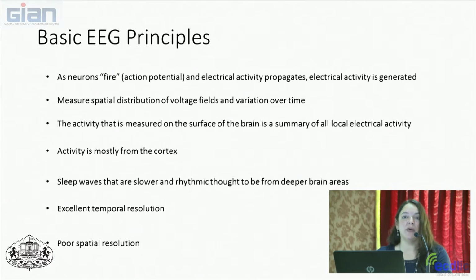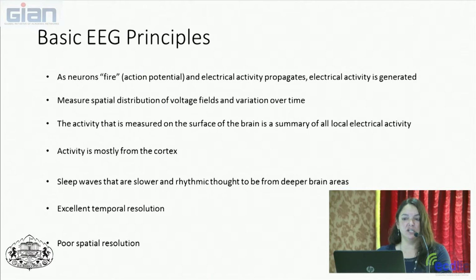So the signal that we get is summated from what's going on locally, and it's also highly filtered. Filtering means that it has to pass through all this other tissue. So what we're seeing is not a distorted thing, but we're seeing a summation and a filtered signal. The activity that we record is thought to be mostly from the cortex, and we're going to take a look at what some of these waves look like.